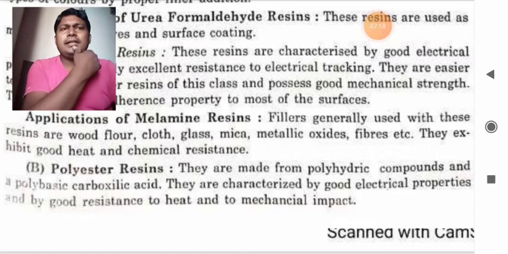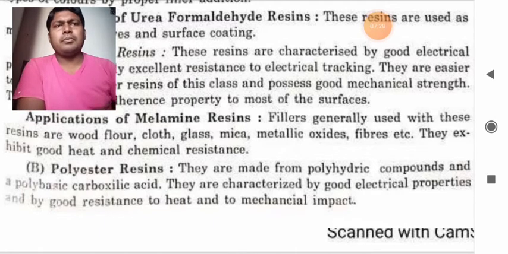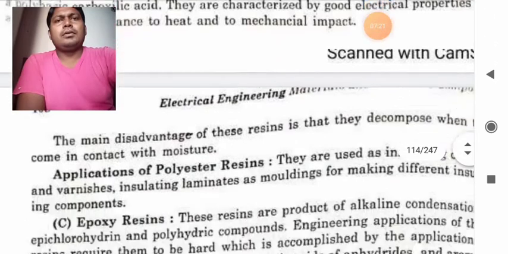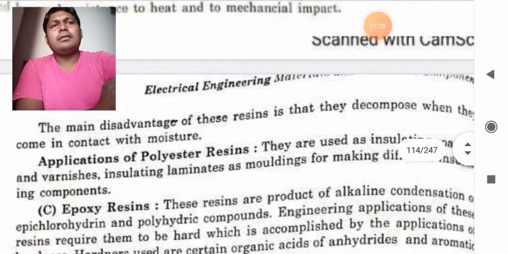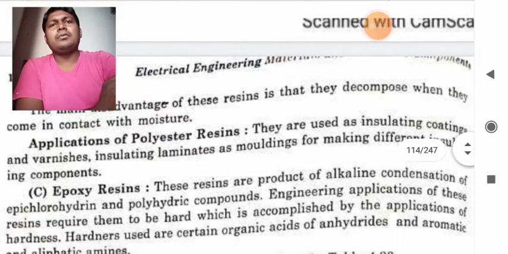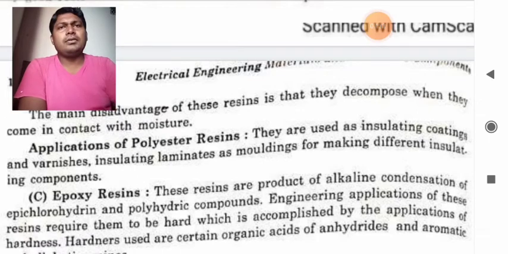And besides that, they also have good electrical properties too. The disadvantage with this resin is that they decompose when they come in contact with moisture. So moisture is the only enemy to this kind of material. If moisture attacks this material, then it will be decomposed and the insulating material will be damaged.